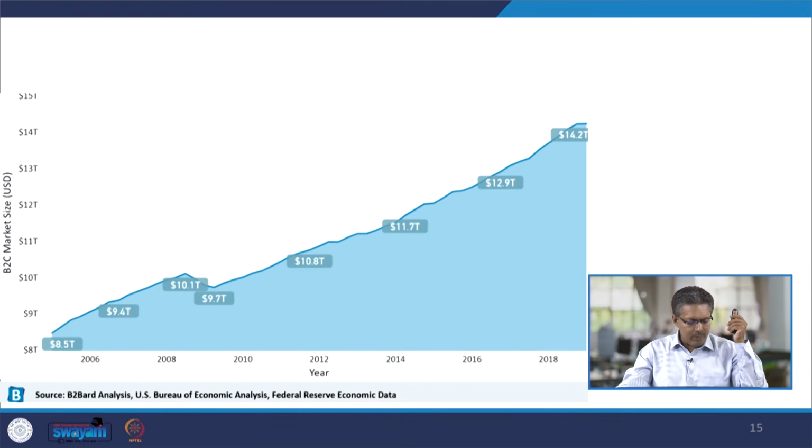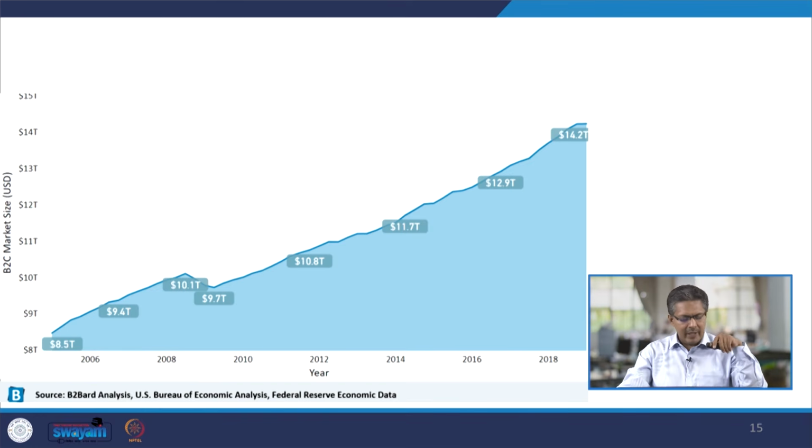This is a graph from the US Bureau of Economic Analysis, which tells about the B2C market size from 2006 to 2018. This was the data I had got. The growth is from before 2006, say 2005, from $8.5 trillion to $14.2 trillion. So, almost a jump of slightly less than 100% in this time period of 10 to 12 years, right.